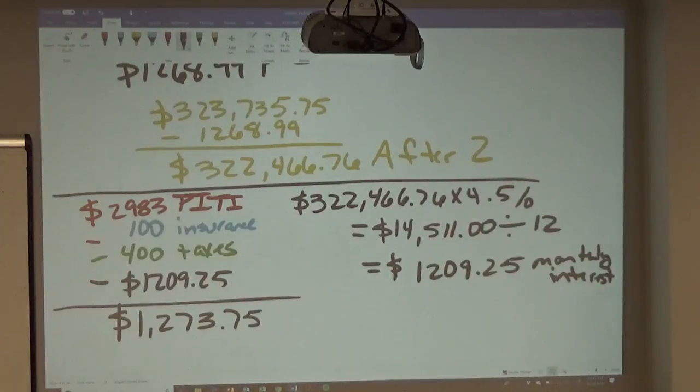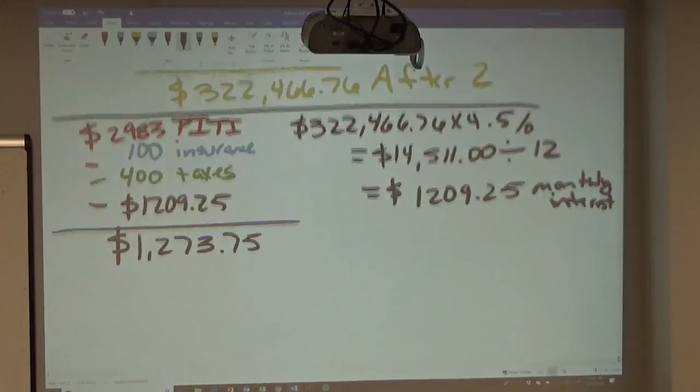$1,273.75. And that's a good thing because it's a little bit more than the previous month, which is what it should be. Remember, your interest should be coming down month by month, and your principal should be going up a little bit month by month.